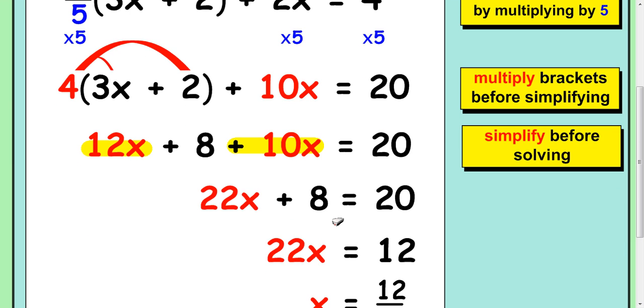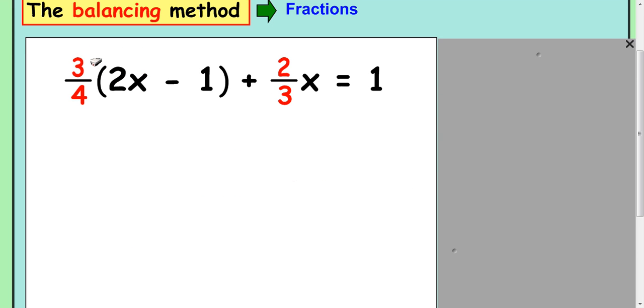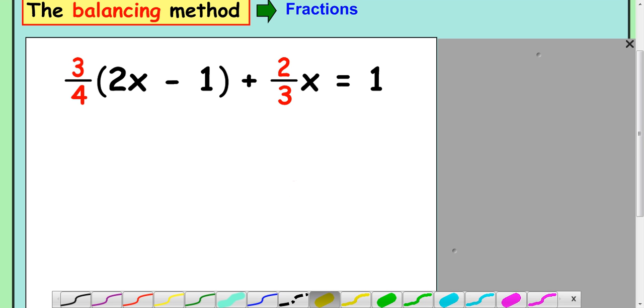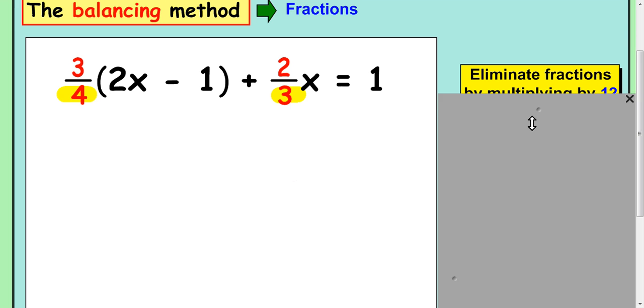Okay. Right, let's look at another example like that. So in this case we've got two fractions. We've still got the brackets, and we've got a fraction in the front, but we've got another fraction here. So as before, eliminate the fractions. So we need a multiplier to eliminate the 3 and the 4. And that is the lowest common multiple, and the lowest common multiple of 3 and 4 is 12.